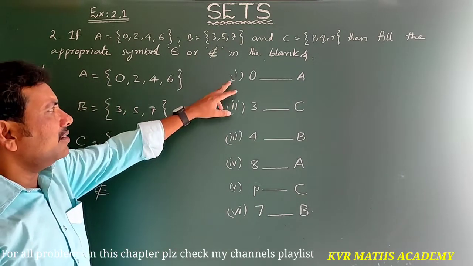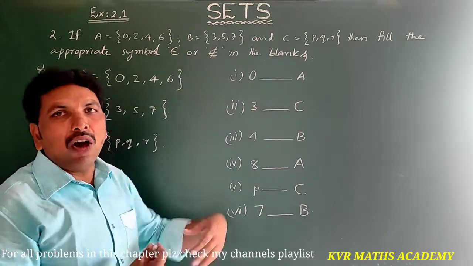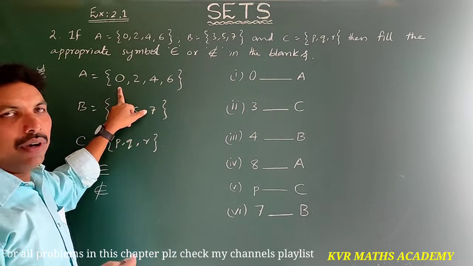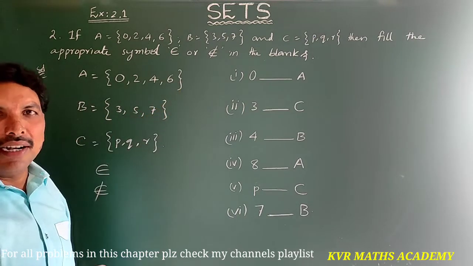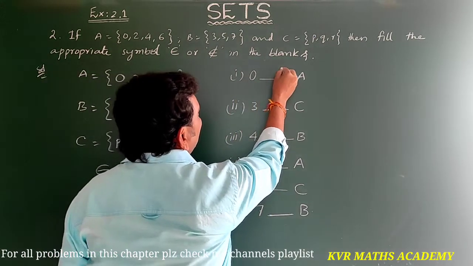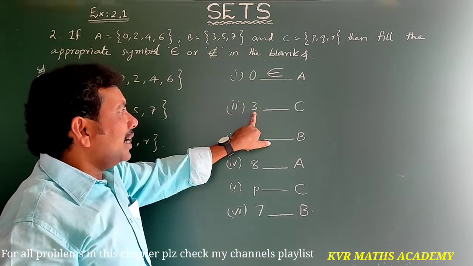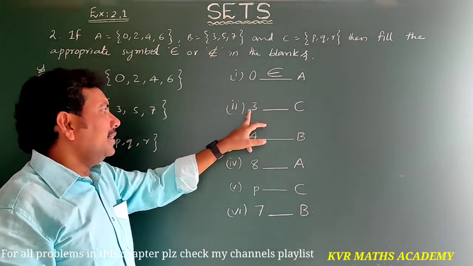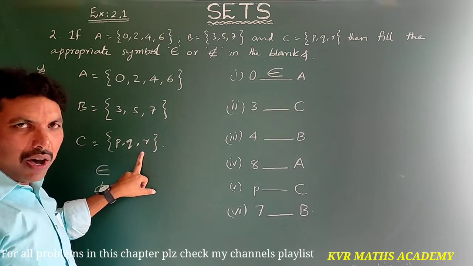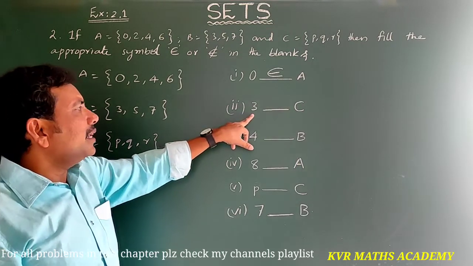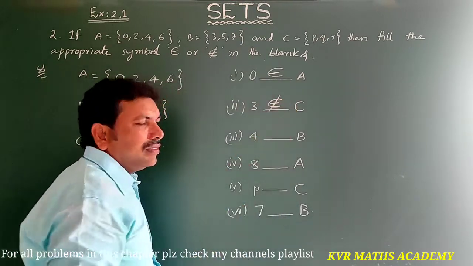So first he has given 0, A. So here, is 0 in set A or not, let us see. Yes, 0 is an element in the set A. That's why what can you write? Yes, 0 belongs to A. Next, is 3 in C or not, let us check. C contains the elements P, Q, R. That's why 3 does not belong to C.